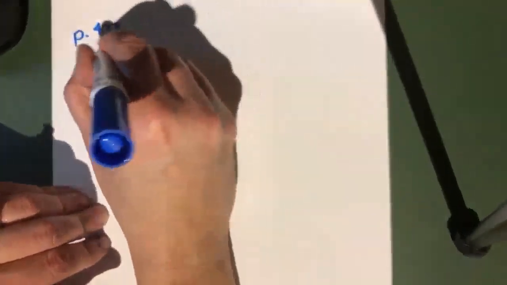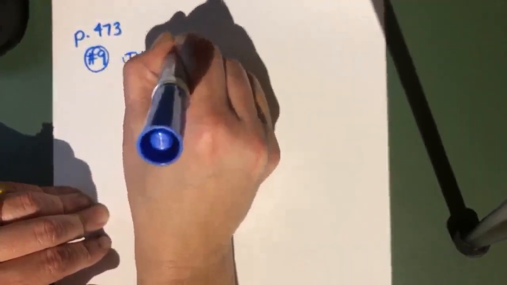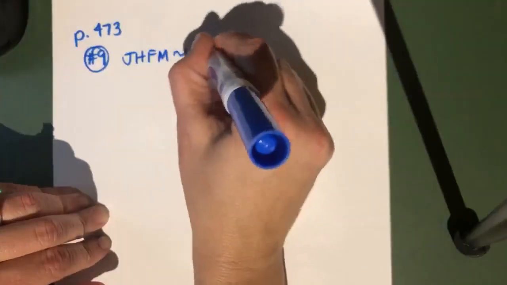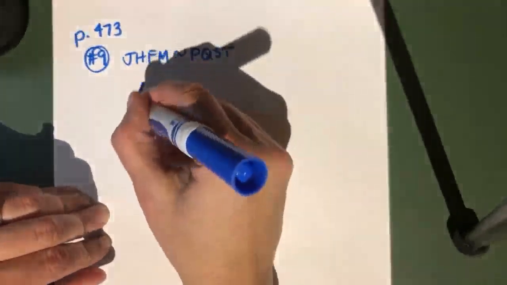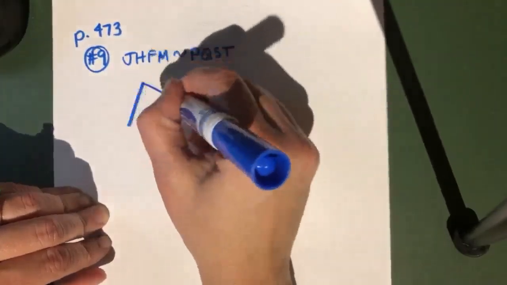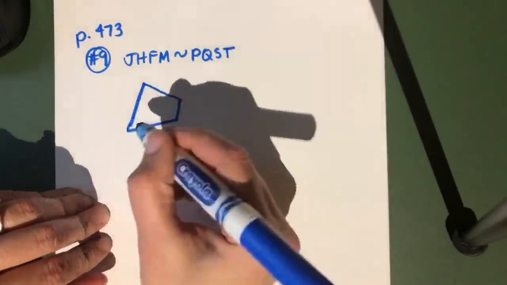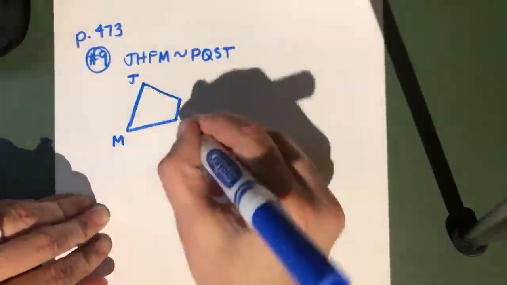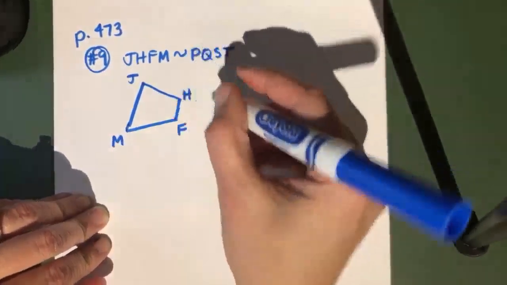JHFM, quadrilateral, is similar to PQST. Okay, I'm going to try to recreate the picture using my awesome artistic skills. So this is what you see in the textbook. I can't get the textbook in the frame just because of the way things are set up this evening. I apologize. So I'm just going to recreate whatever I can.